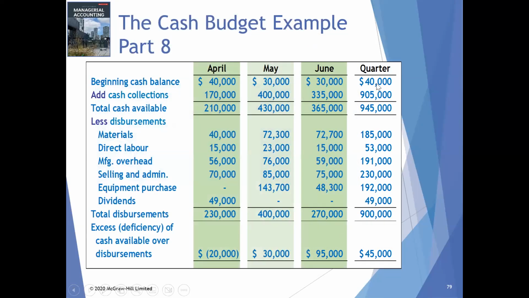Look at this. Now we have the June month data. The closing balance will definitely be the opening balance for June. And we add the cash collection, which is 335,000. Then we have all these expenditures, and 48,300, which is also given in the question, for the equipment purchased in the month of June by the Royal Company. The total is 270,000, and 365,000 minus 270 is $95,000 cash available over disbursement. So this is the positive cash.